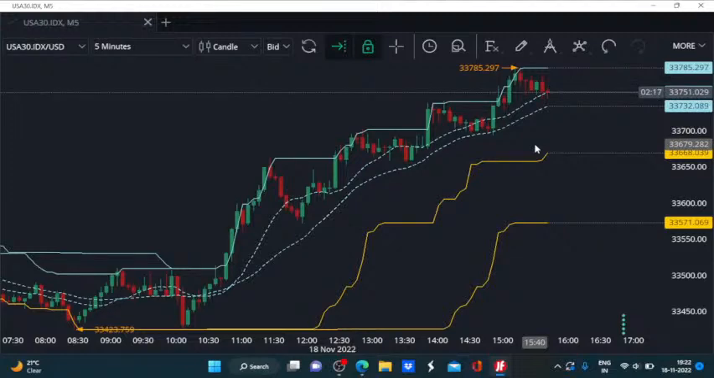So my first choice of instrument to trade in today's US session would be to keep looking for opportunities to buy the Dow Jones Industrial Average. So that's my take looking at the price data of today's session.